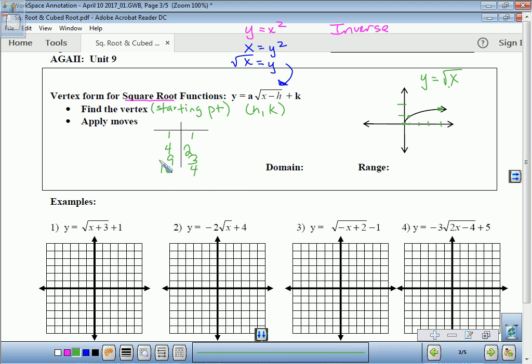Now, generally, these last two are not going to fit. Usually, you just get a couple points, like the starting point and the first two moves. Now, we do have a restricted domain and a restricted range because we can't have a negative under the radical. Gives us imaginary. So the domain for the parent graph goes from 0 to infinity, and the range is also from 0 to infinity. Now, this entire function is increasing. So it increases over the entire domain of the function because it's going up forever.